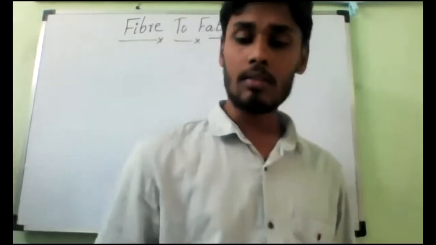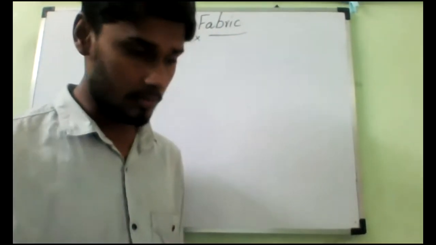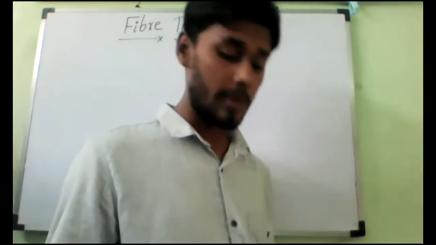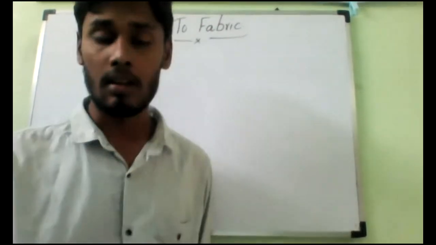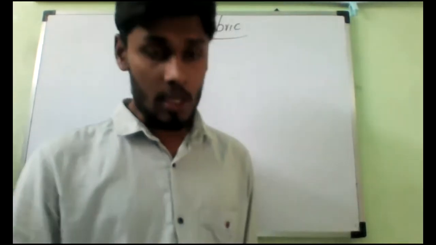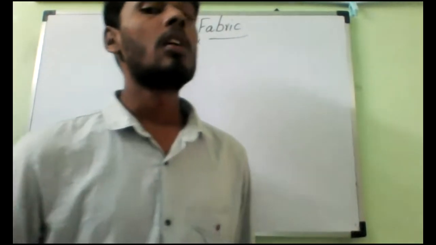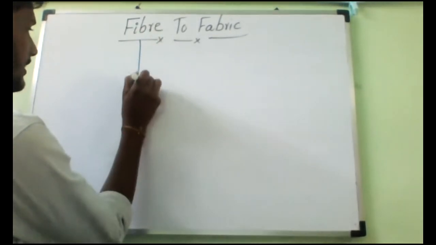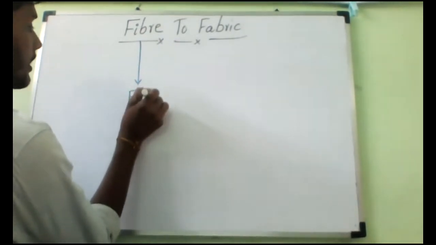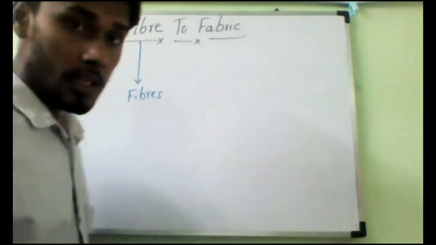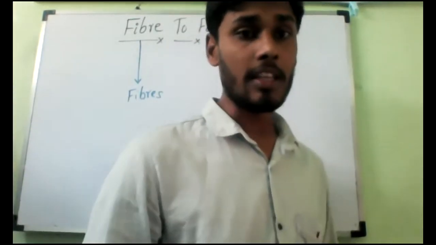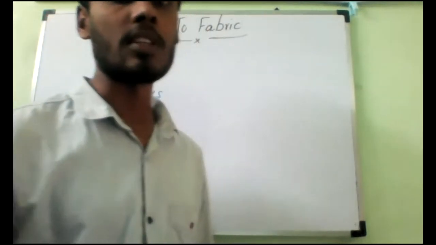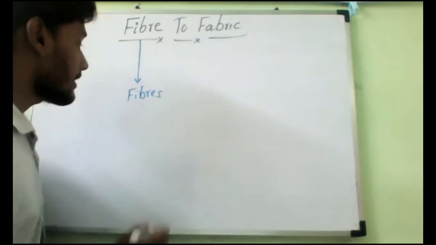Fiber to fabric. This is the most important one for every human because we wear these fabrics every day. Without that, we cannot even imagine our life at present. So the fibers, if you observe, natural fibers are threads, like in the sense of rope, which are obtained from plants and animals.